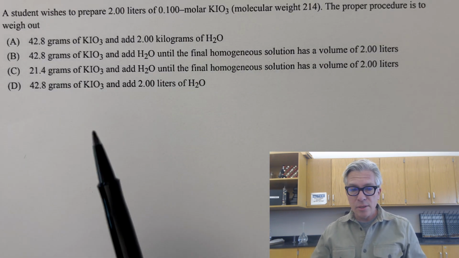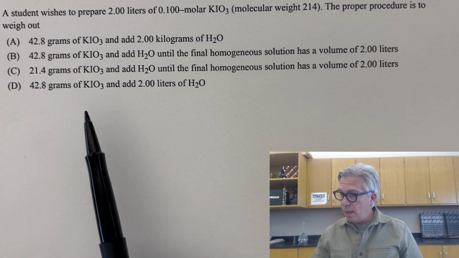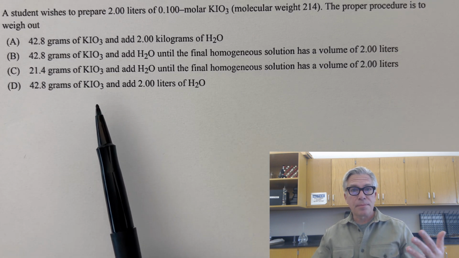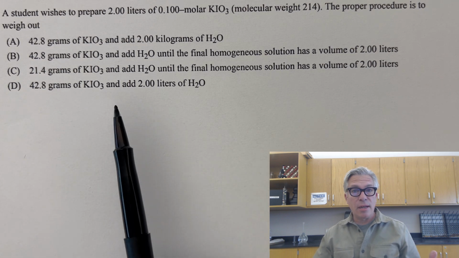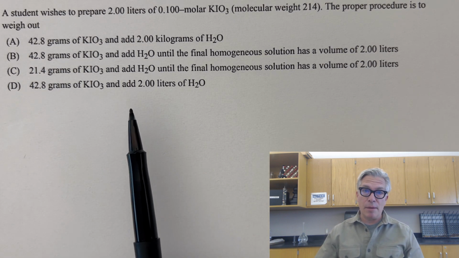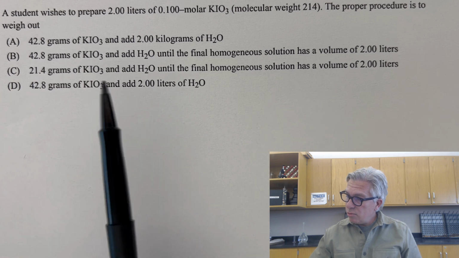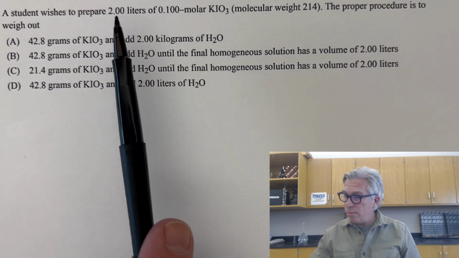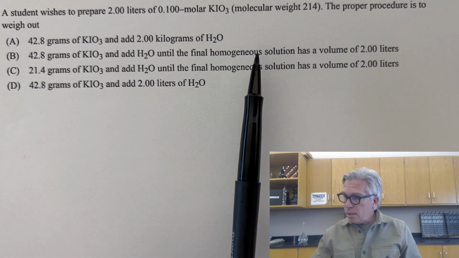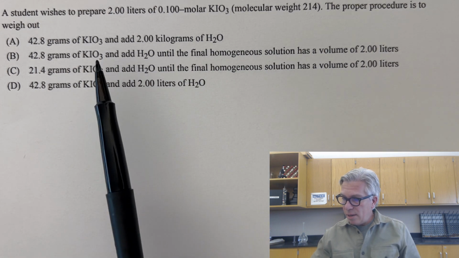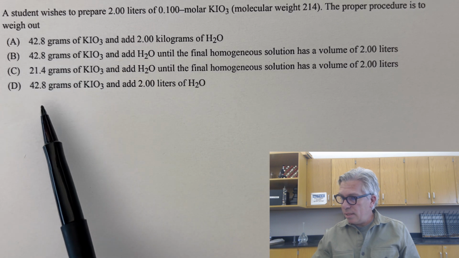Our next question deals with preparing solutions. If you haven't seen my previous video on how to prepare solutions, maybe check that out first. There's a proper way to do it using a proper piece of glassware. A student wishes to prepare 2 liters of a 0.1 molar KIO3 solution, molecular weight 214. The proper procedure is to weigh out, and then we have some choices, and then add.